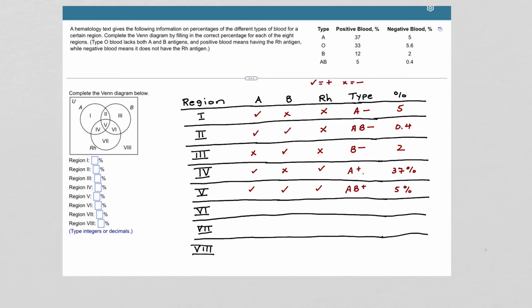And let's take a look at region 6. So here we are not inside the circle of A. We are inside the circle of B, and we are inside the RH circle. So this would be B positive. No A, we do have B, we do have the RH factor. So B positive, and that is 12%. Not super unusual, but not super common either.